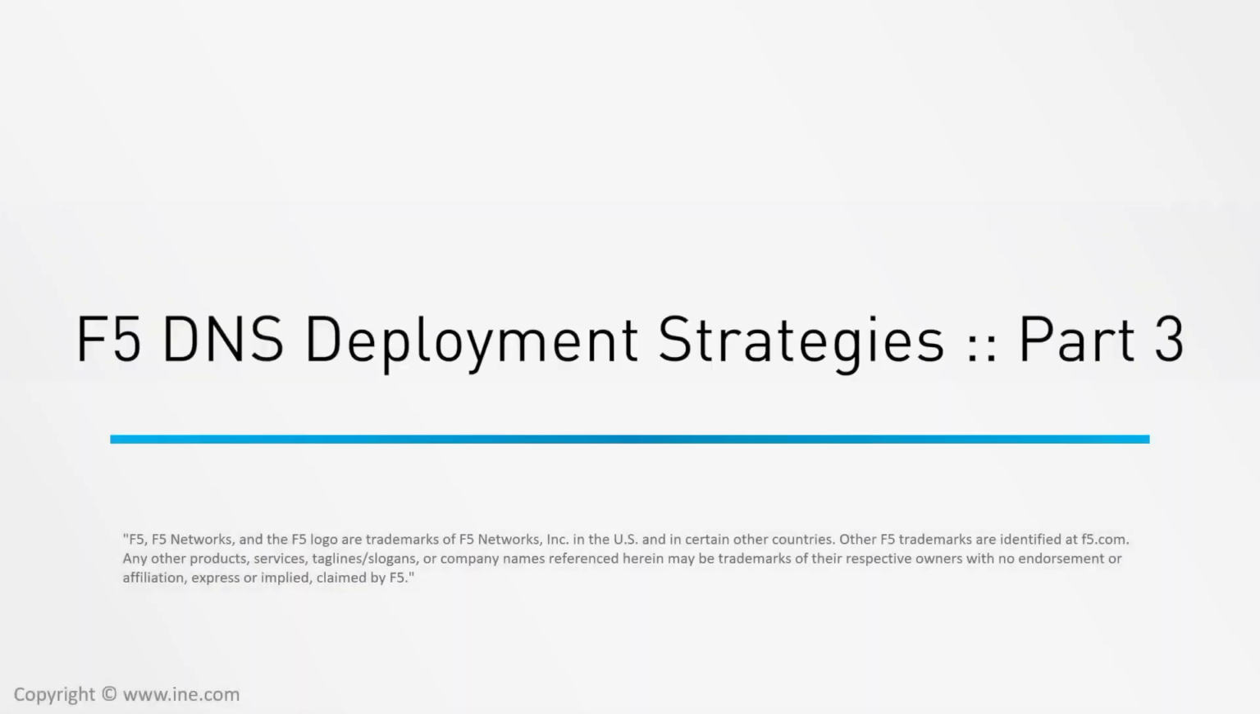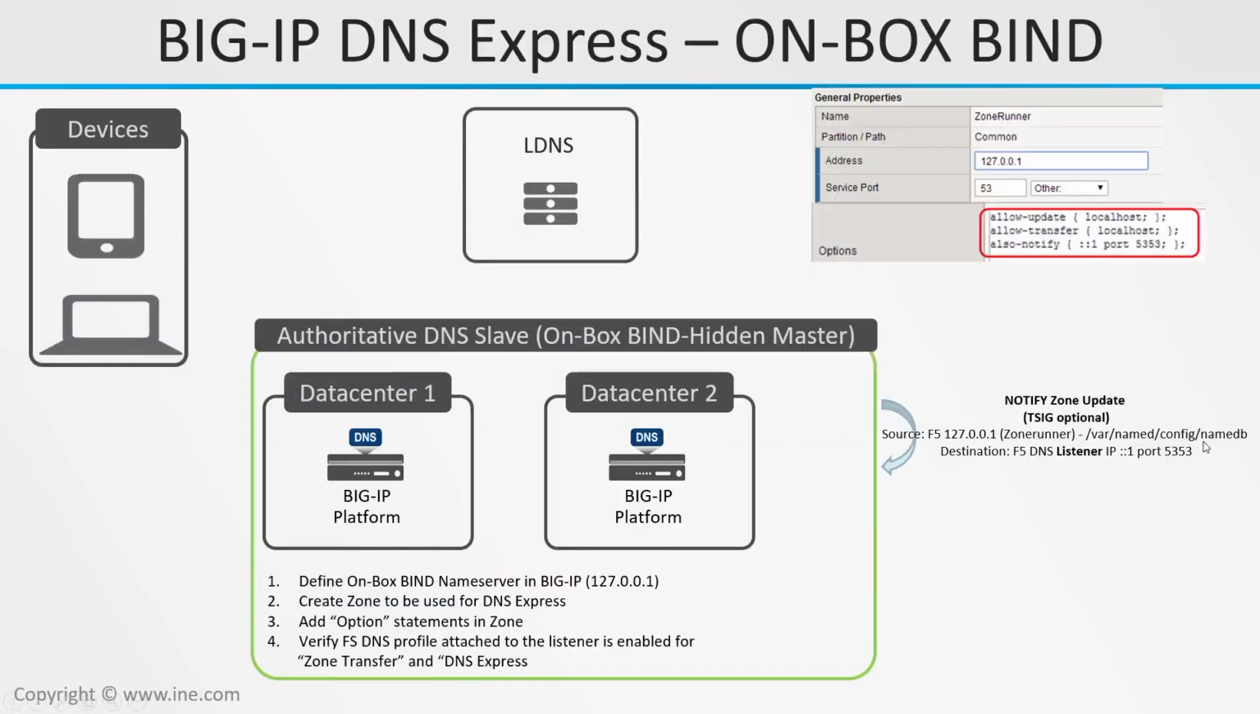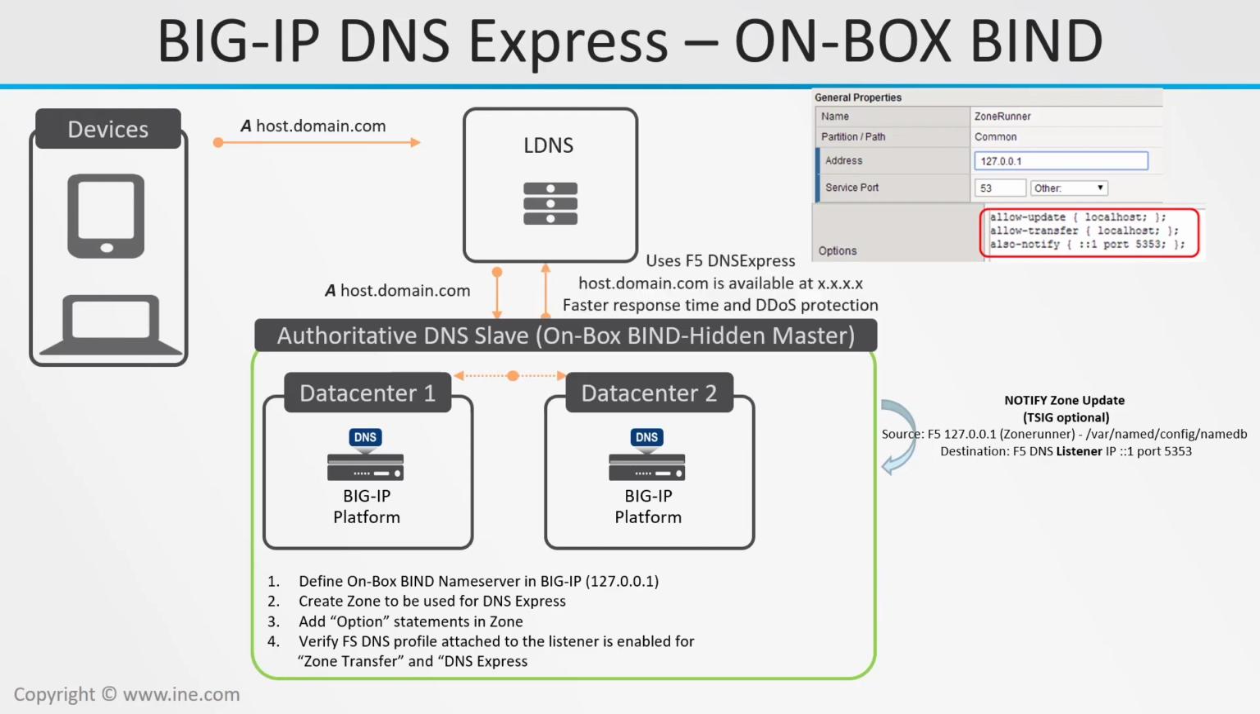So basically, we update from the source of named or namedb, and then it's to the destination of the F5 DNS listener on its loopback, port 5353, and that's not a listener like a 5353. You don't have to allow that specific port. It's actually an internal process. So same thing as before, normal A record request comes in to the F5 DNS servers, and then it will respond using DNS Express.